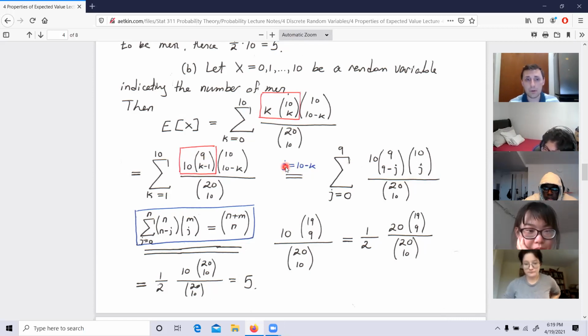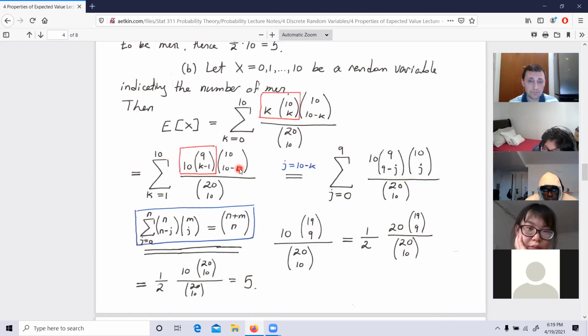Now here I say, okay, let j be equal to 10 minus k. So this will be my j. If this is my j, I just reparameterize. Then j begins, well, I can just look at what it can be, right? If k is equal to 10, j will be 0. And if k is equal to 1 over here, then j would be 9.